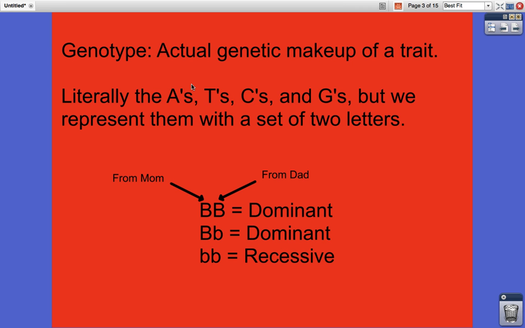To make it easier on us, we represent them with a set of two letters. One letter represents the trait from mom, one represents the trait from dad. We represent dominant traits with capital letters and recessive traits with lowercase letters. In this case, both mom and dad gave a dominant trait, so we represent that big B, big B. In this case, mom gave a big B, dad gave a recessive, so we call that big B, little b. In this case, both parents gave recessive genes, so we show that by using two little b's. I just chose B because my name is Bauer.